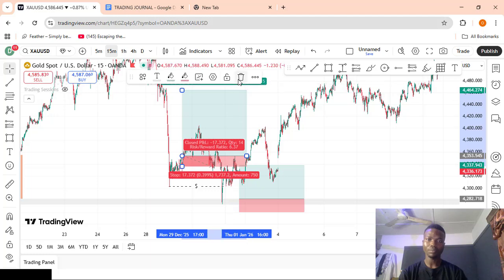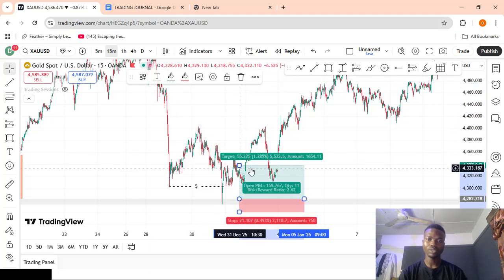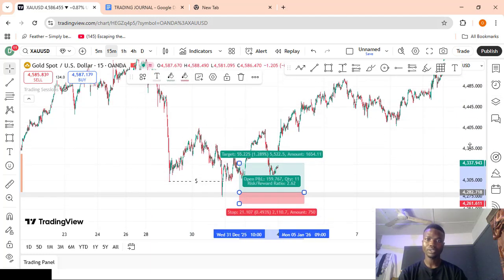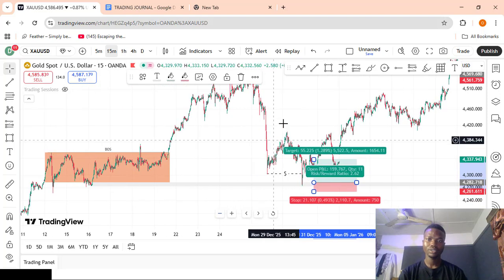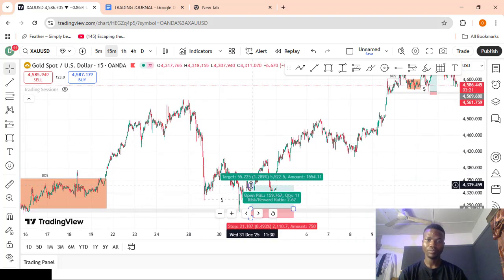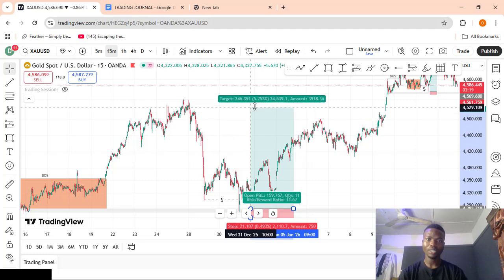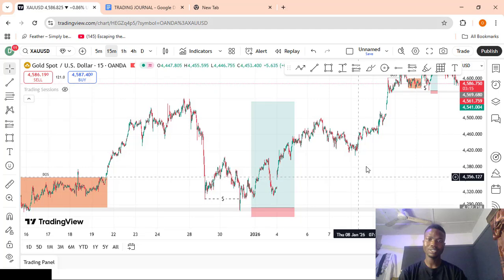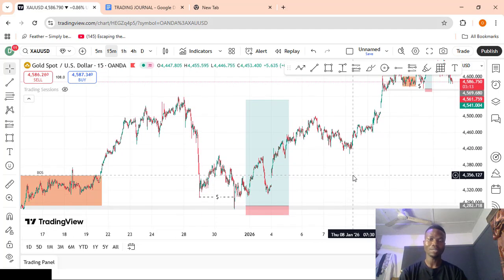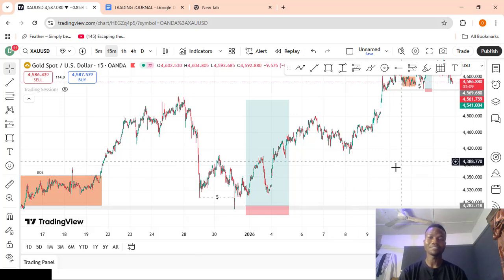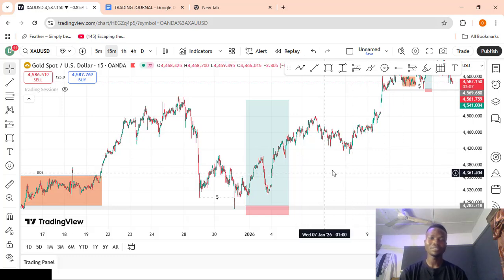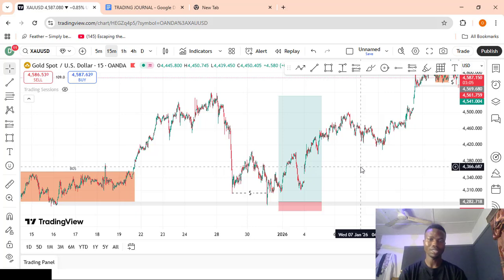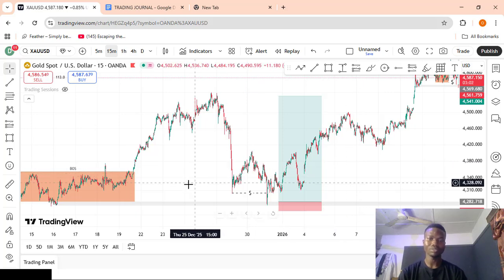Okay, so I am deleting this. Then you set your take profits at the next supply zone. Okay, so we can potentially enter there and set our TP right there. Okay, so this is how market mechanic works with supply and demand. It is very easy to understand.